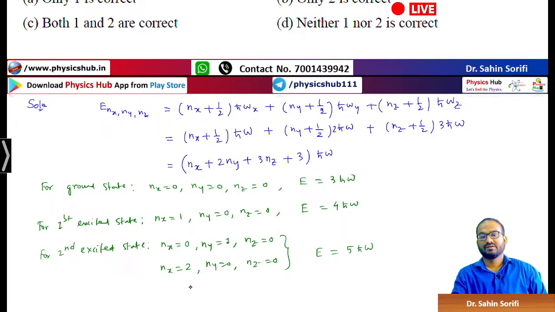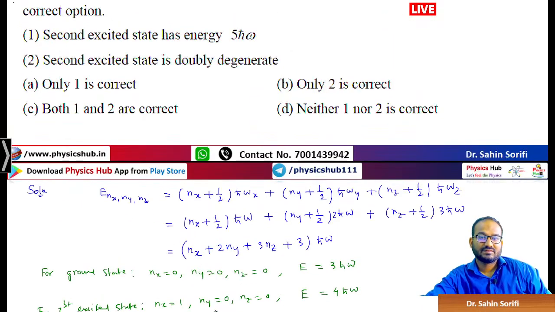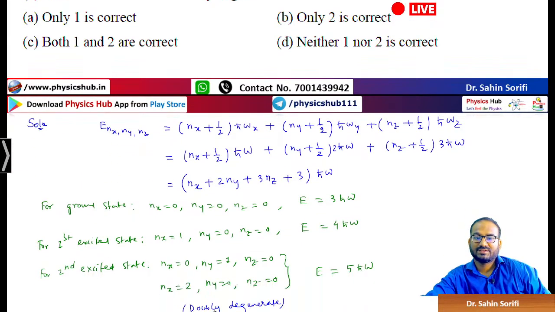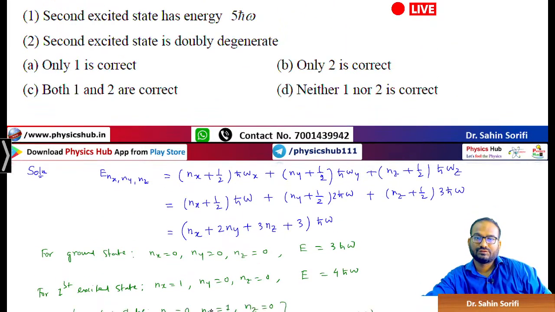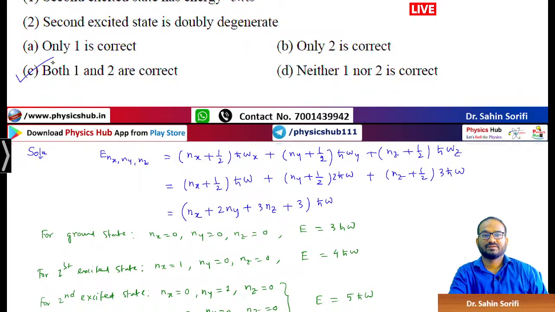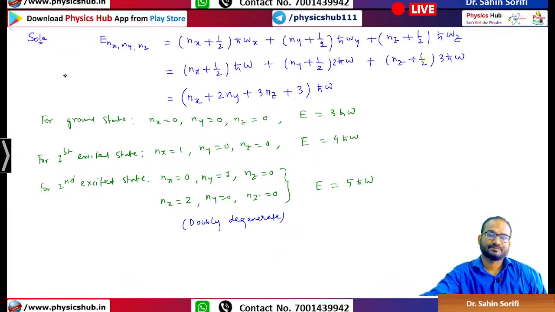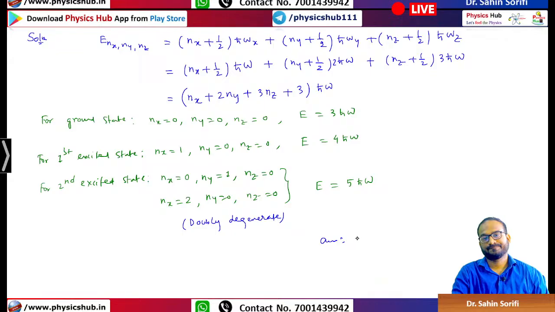It is doubly degenerate. Now check the options. It says the second excited state has energy 5 h cut omega, that is true, and it is doubly degenerate is also true. So both option 1 and 2 are correct. Option C is the correct option.